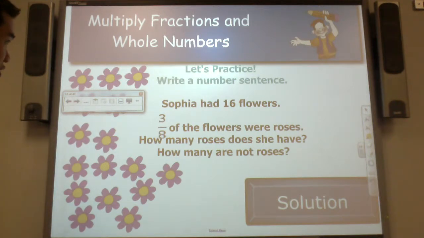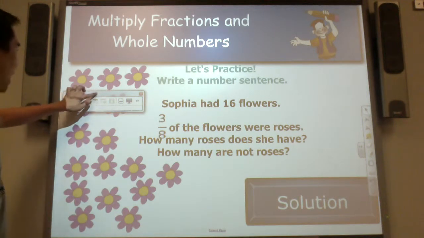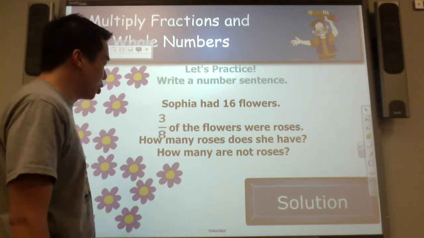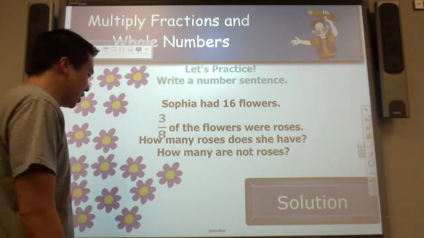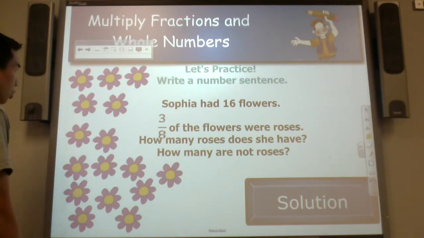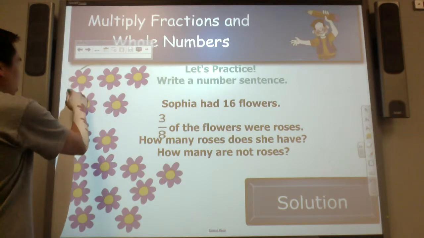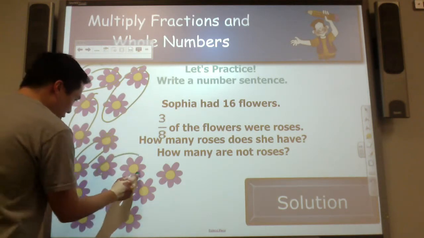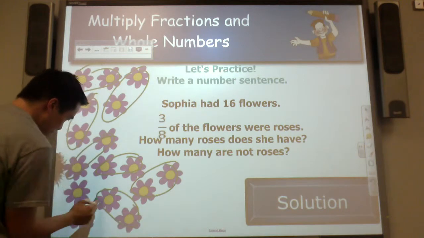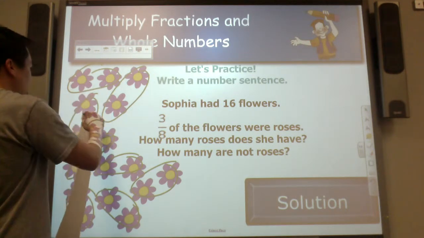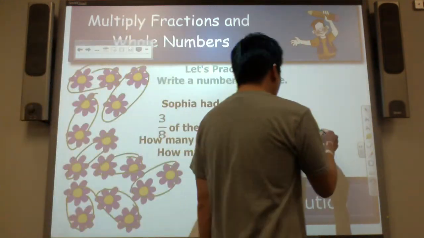And another one. Sophia has 16 flowers. Ooh, pretty. 3/8 of the flowers were roses. How many roses does she have? So let's break this into 8 groups. 1, 2, 3, 4, 5, 6, 7, 8. 3 of them were roses. So one to each of these. So 6 of them are roses.